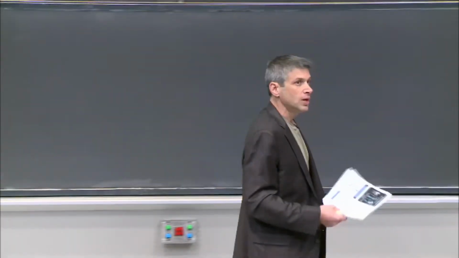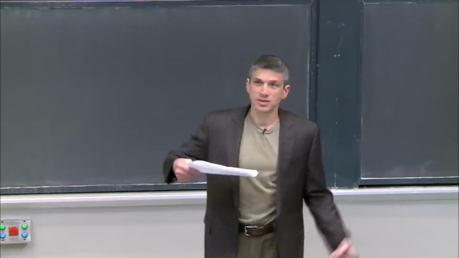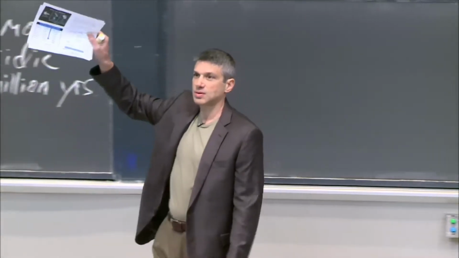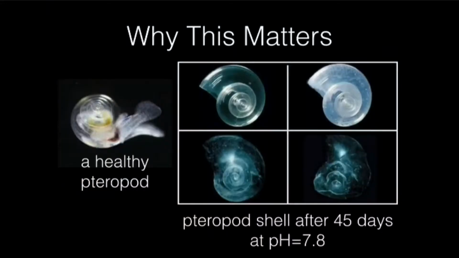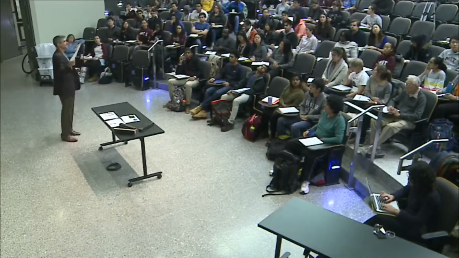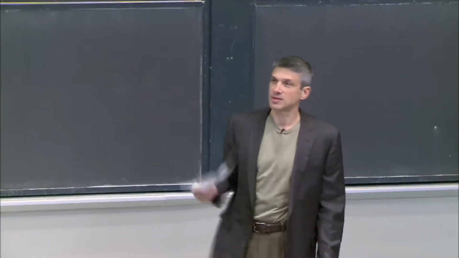If you make the ocean just a little more acidic, like we're doing, those shells don't survive. And those animals don't survive, right? So that's what happens to a pteropod at the rate we're going in decades of time from now. That's what happens, right? 45 days.